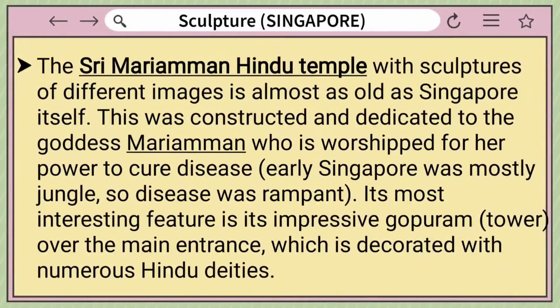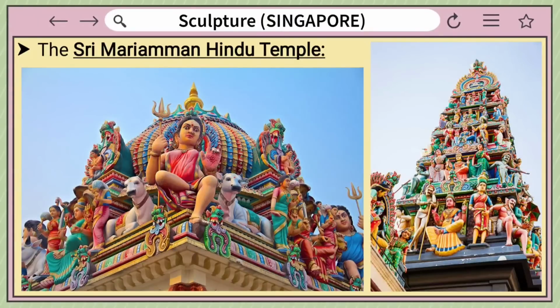Now let's go to the sculpture of Singapore. The Sri Mariamman Hindu temple with sculptures of different images is almost as old as Singapore itself. This was constructed and dedicated to the goddess Mariamman, who is worshipped for her power to cure disease. Early Singapore was mostly jungle, so disease was rampant. Its most interesting feature is its impressive gopuram or tower over the main entrance, which is decorated with numerous Hindu deities. In this picture, you can see the Sri Mariamman Hindu temple.